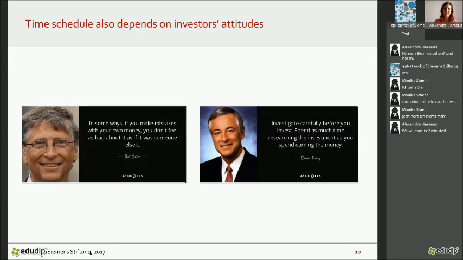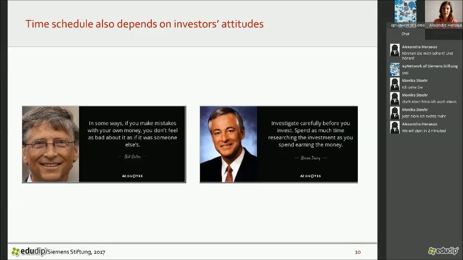Bill Gates says that in some ways, if you make mistakes with your own money, you don't feel as bad about it as if it was someone else's. Suggesting that the difference here is quite big if you take the decision for someone else or for your own, which is understandable and also a reason why some of them take longer than others.